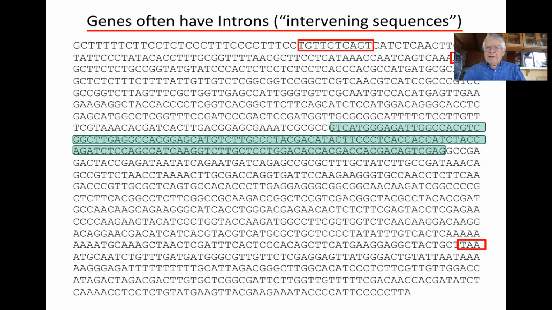The other thing is that this gene is from the fungus that I work on, and the introns are rather small, maybe 100, 200, 300 bases. In humans, these intervening sequences can be huge, 10,000 bases long.